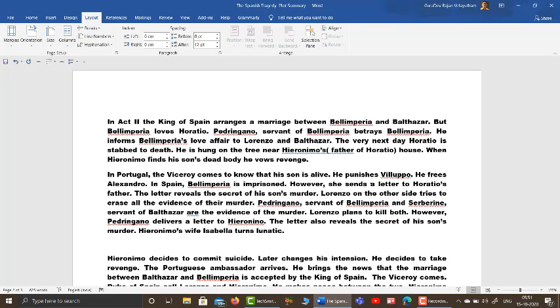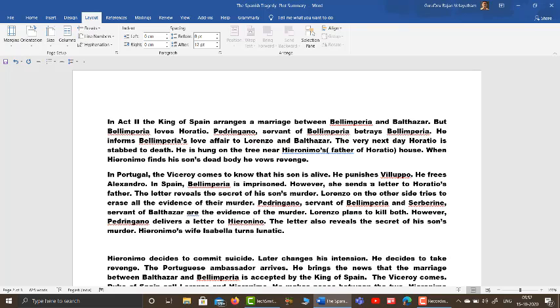Okay. Now Bellipedia loves Horatio. Now there is a servant for Bellipedia to attend, and the name of the servant is Petrignano. Petrignano delivers the news of the love matter of Bellipedia and Horatio to Lorenzo, and Lorenzo delivers the love affair of his sister to Balthazar. So Petrignano is the next important character, who reveals the love affair to the brother of Bellipedia, that is Lorenzo.